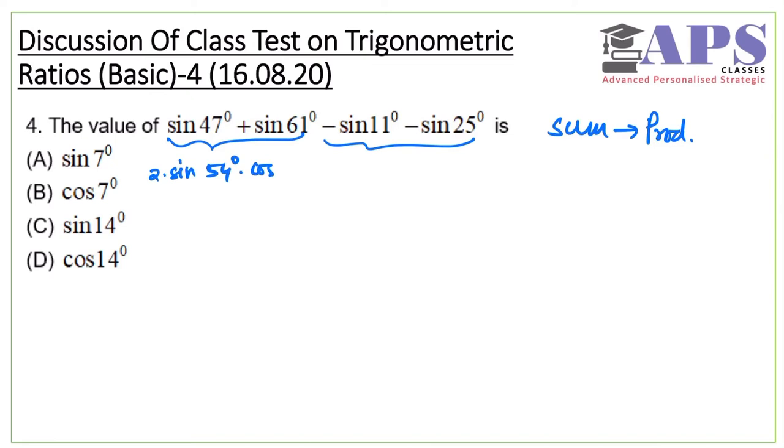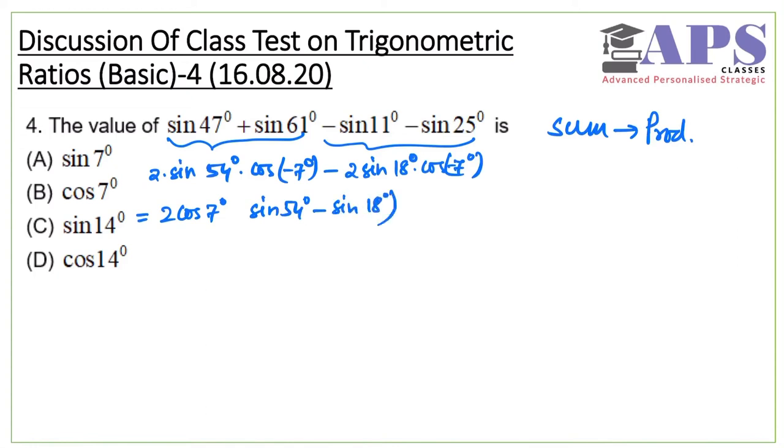that will be, in fact, minus 7 degree, and taking the minus common, again sin C plus sin D. So 2 sin of (C plus D) by 2, that will give us 18 degree, into cos of (C minus D) by 2, that will also give us minus 7 degree. And inside cos we have a negative angle, so the negative will get absorbed. So now I can take 2 cos 7 degree common, and I have sine of 54 degrees minus sine of 18 degree. In the option we have cos 7 degree also in one option, and we don't know the value of cos 7 degree, but we can find sin 54 and sin 18.